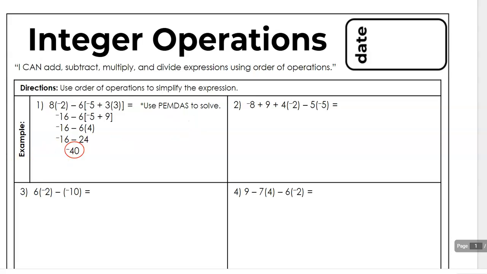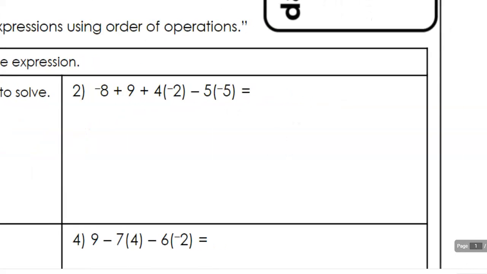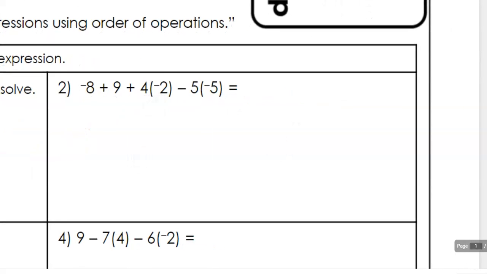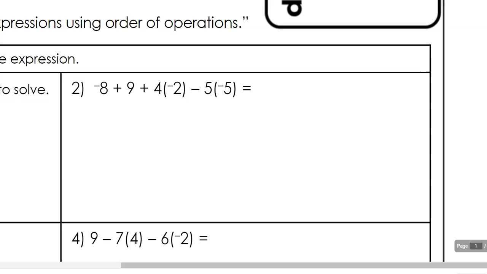Okay, so let's look at number 2. Slide this over a little bit. The first step in order of operations is to do all operations within parentheses. But as you can see here, there are parentheses, but there's no operation that you perform. The operation between a parentheses and a number, -2, is multiplication.